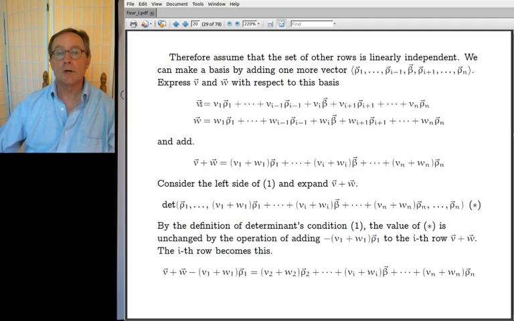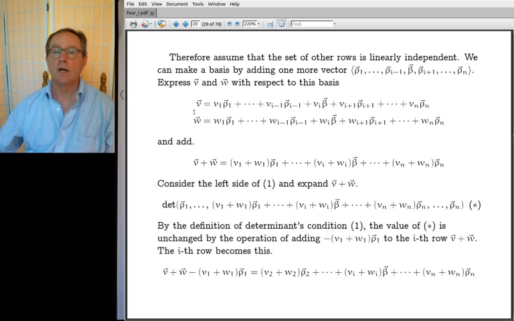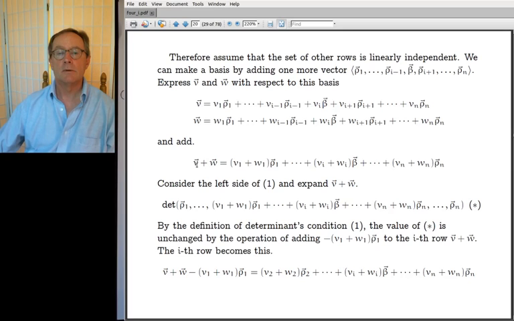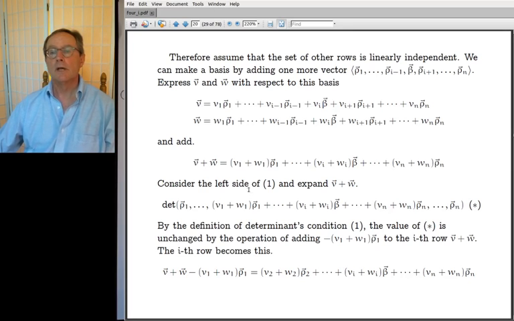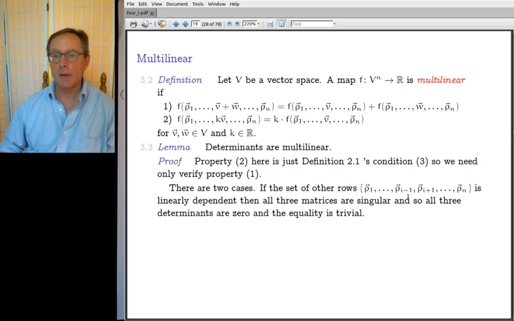Of course, I'm going to express v and w with respect to that basis. Again, we've been playing this game for a while now, so the tune has a certain familiar rhythm. So we express v and w with respect to that basis. I chose vi for the coefficient of beta in v and wi for the coefficient of beta in w. And I'm comparing. There's the v, there's the w, there's the v plus w. You consider the left side, and you expand the v plus w. Remember the left side has a v plus w in it?